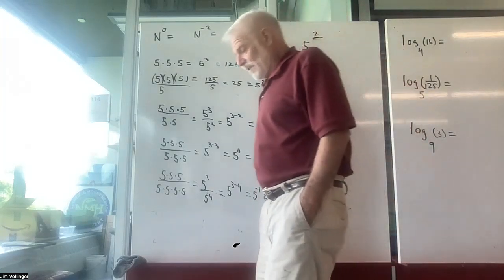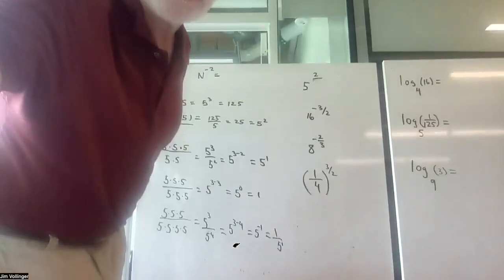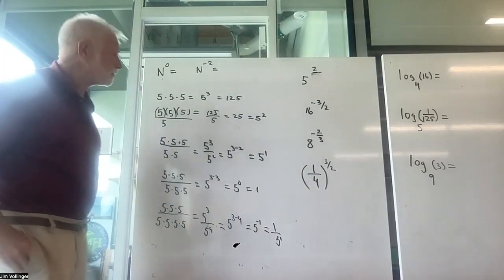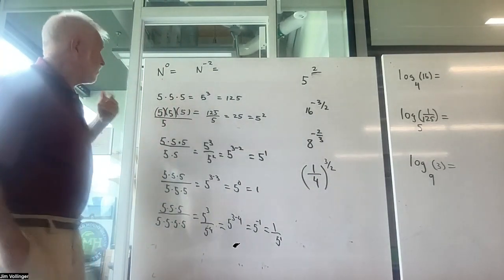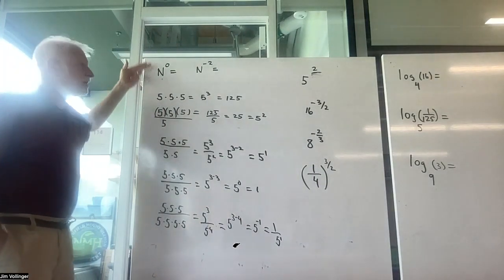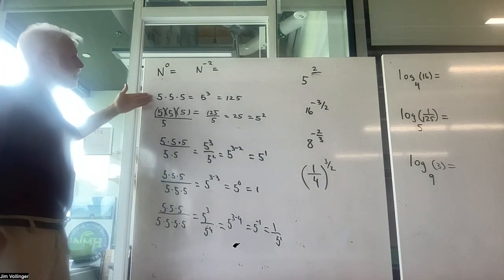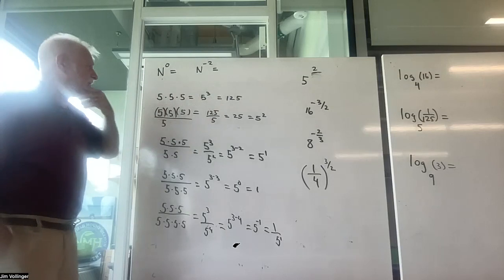All right, so we talked about exponents, I believe, in this class, and I just want to refresh some memories about n to the 0 and n to the -2. Any number to the 0 power, why is it 1? Well, let's take a look. Let's use a number. 5 times 5 times 5, 5 cubed. You're familiar with that. 125.